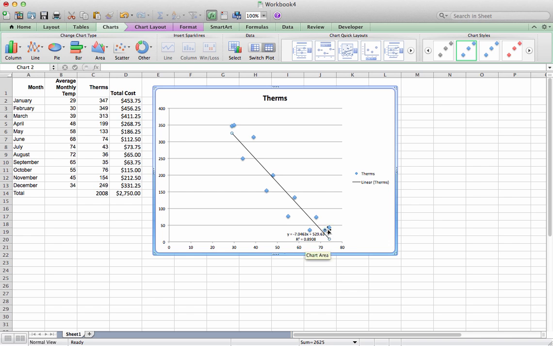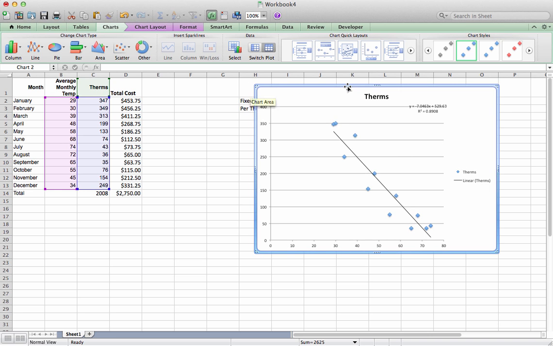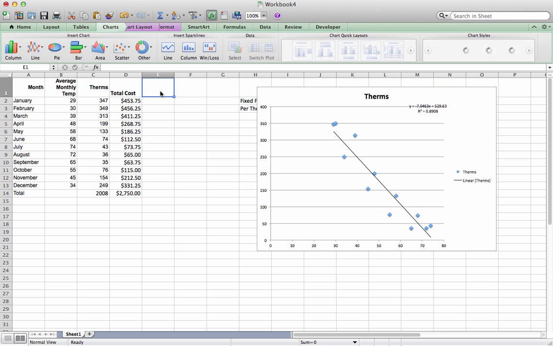Okay, so now when we click, we can move this formula up, not very big, but we see that we have an equation here: y is equal to 7.0463x plus 529.63. R squared is 0.8908, which means that we have a pretty good fit here. So now this tells us that if we wanted to make a prediction, well, what if the monthly temperature was 43 degrees? Now we could use this equation.